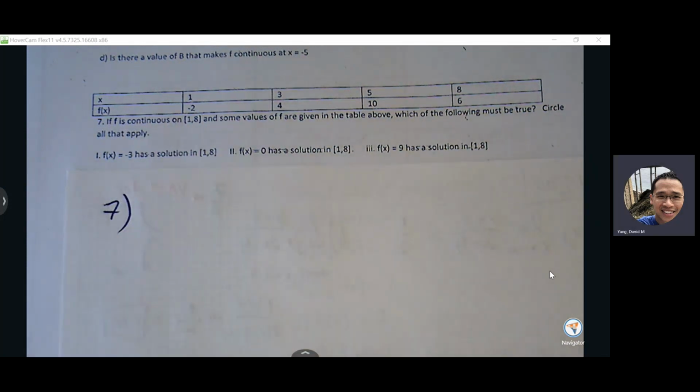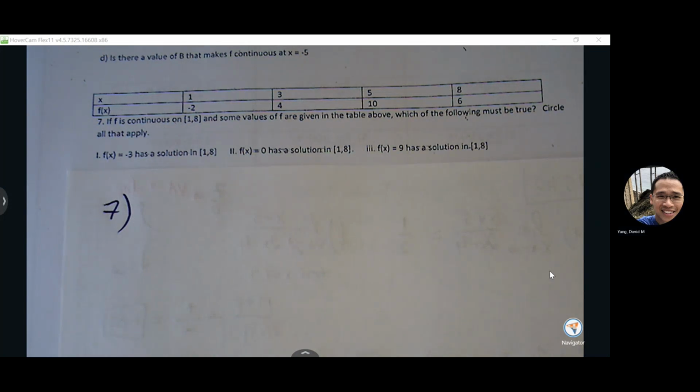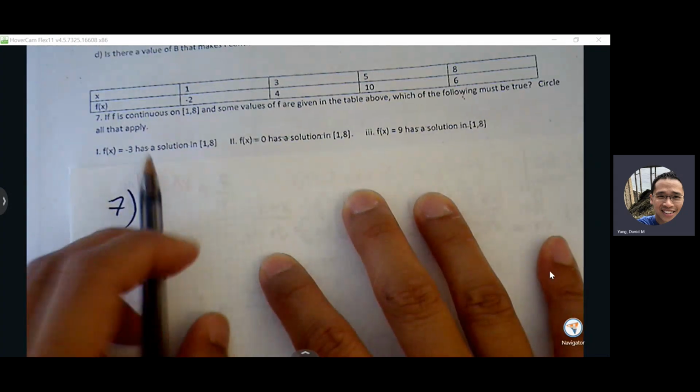So IVT says if I want a guarantee of a specific y value, I need there to be proof that the function is continuous, first of all. And second, there are points on either side, above and below that target y value, to ensure that the graph will cross over that target y value. So number 7 says, if a function is continuous, so we know that condition is taken care of, which of the following must be true? Can we guarantee a y value of -3 somewhere between 1 and 8?